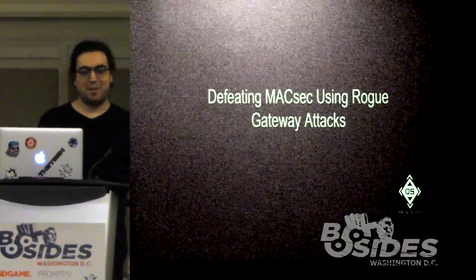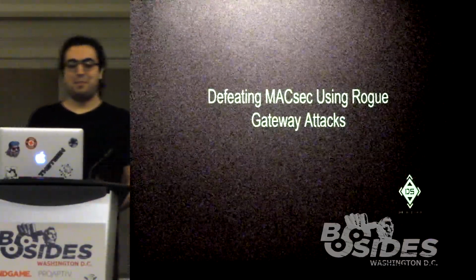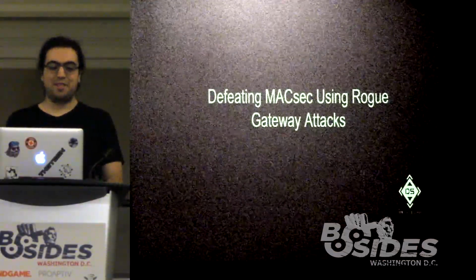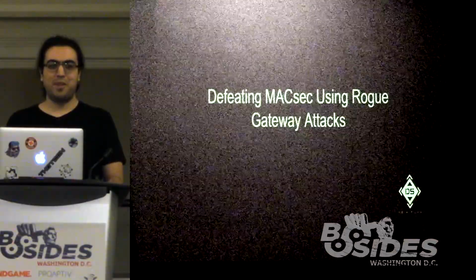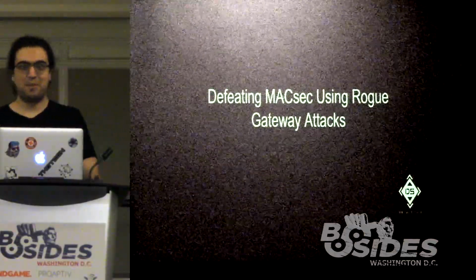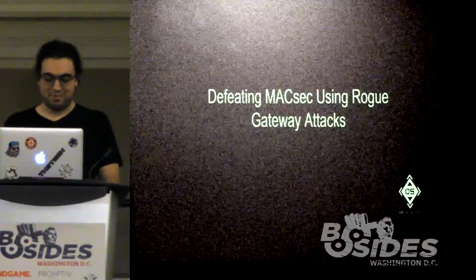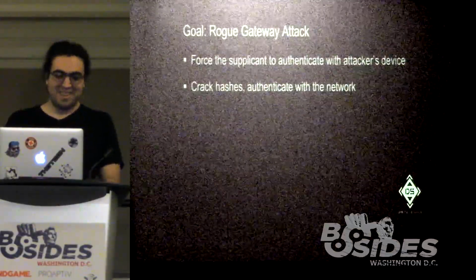And this is the part where we talk about, well, this slide says defeating MACsec using rogue gateway attacks. That's kind of misleading because we're not actually defeating MACsec. We're cowardly avoiding MACsec and attacking EAP instead, like we've been doing for 10 years. Because I'm lazy, and, well, isn't everyone.